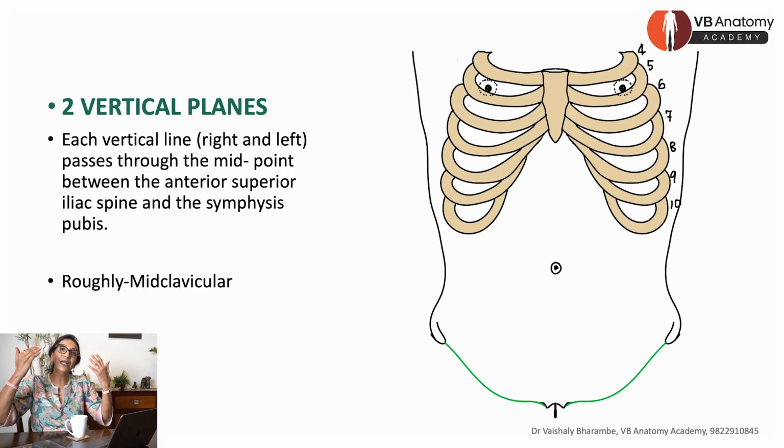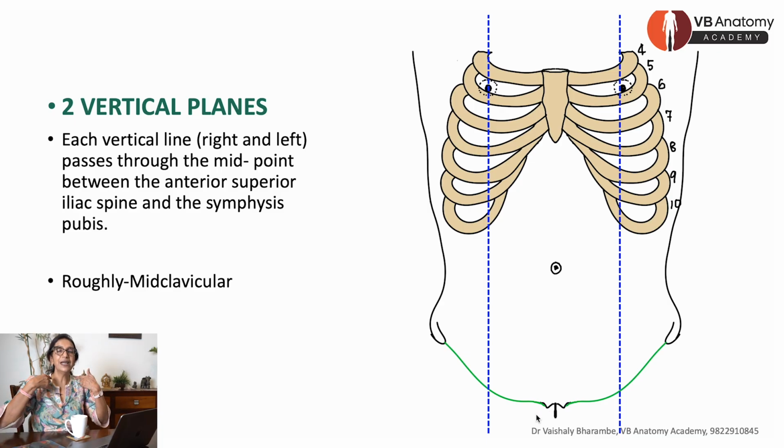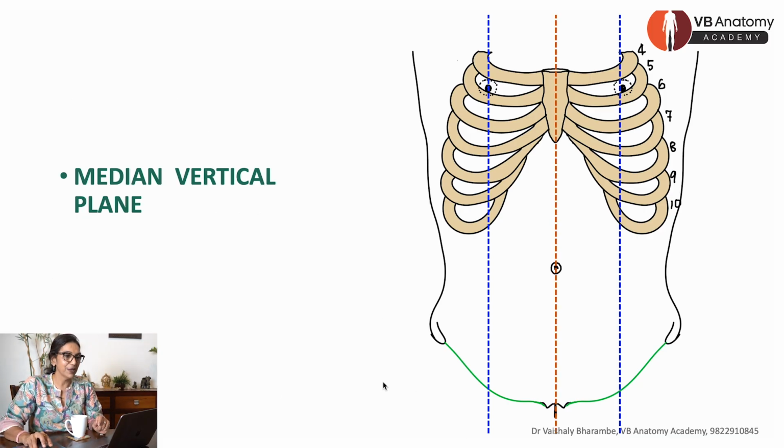So as I teach you, I'll give you all the planes, okay? So first the 2 vertical planes. The 2 vertical planes pass through what is called the mid-inguinal point, a point between the anterior superior iliac spine and the symphysis pubis. Superiorly, they are almost mid-clavicular. Okay, so 2 vertical planes, roughly mid-clavicular.